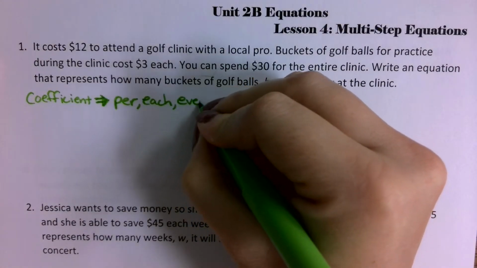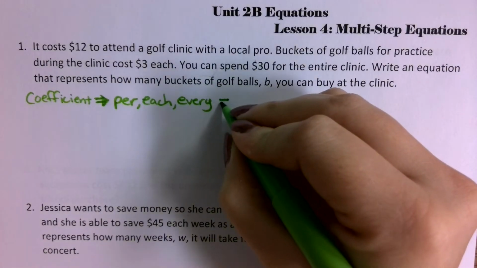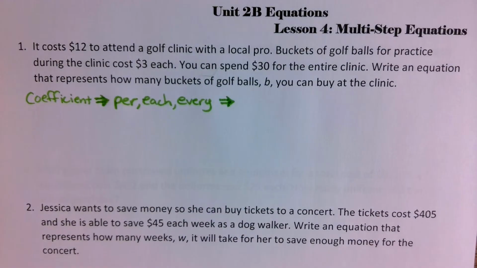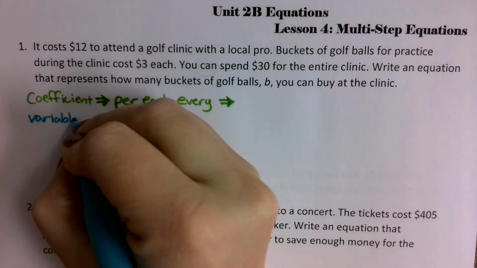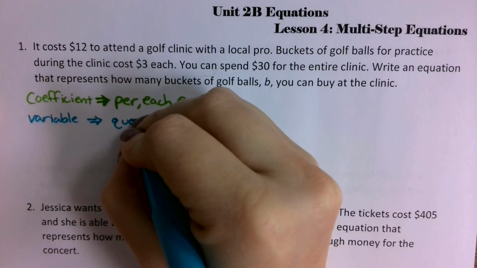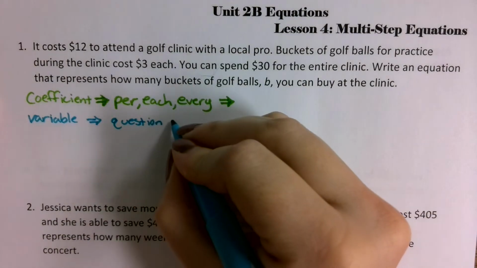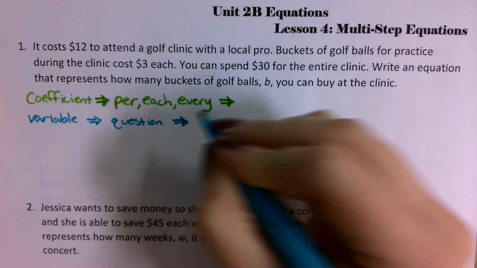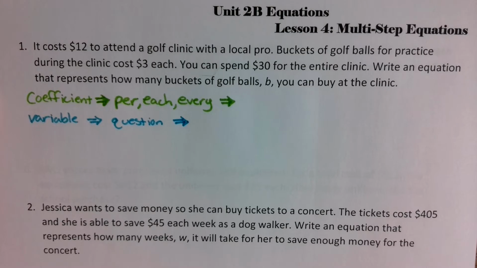I know it's been a little bit of time since we've done that. So we're looking for keywords that say per, each, or every in the word problem. Okay? Now your variable is also going to be attached to that value, but it's also going to be stated in the question. So you always want to make sure that you're reading the questions very carefully in order to identify what the variable is going to be represented as.